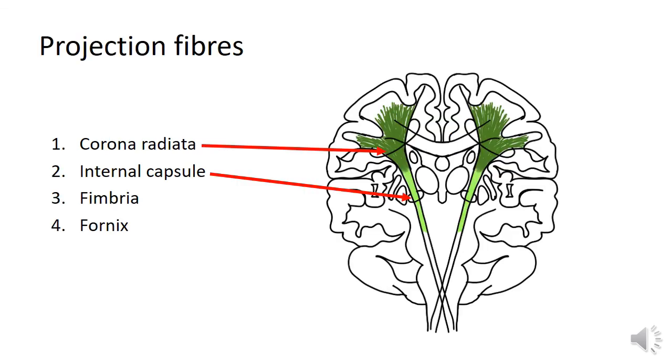Coming to the various projection fibers. The projection fibers connecting the neocortex to other parts of CNS are the corona radiata and internal capsule, and the projection fibers connecting the allocortex, that is archicortex and paleocortex, to the subcortical centers are the fimbria and fornix. The most important among the projection fibers are the internal capsule and fornix.